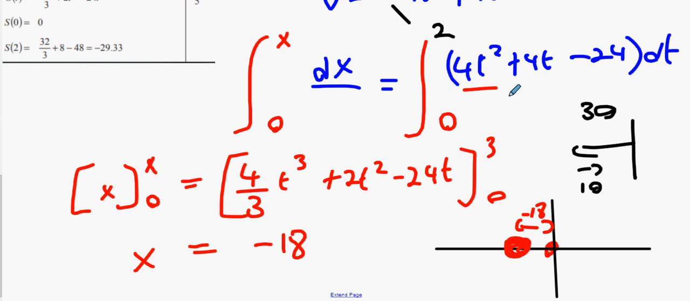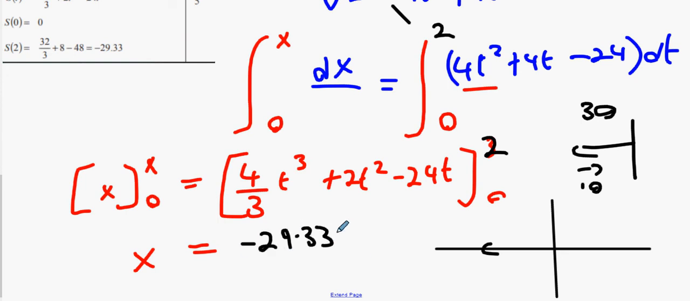Change this to a 2. And what did you get there then, Mick? Minus 29.33. Minus 29.33? Minus 29.34. Yeah, it's 29.33 to the left. So minus 29.33. But because we're doing distance, it's technically plus.